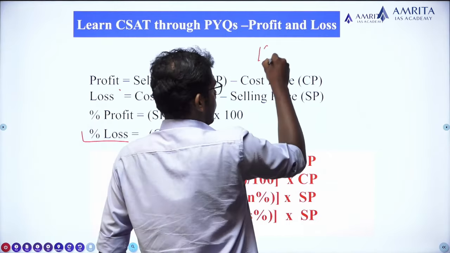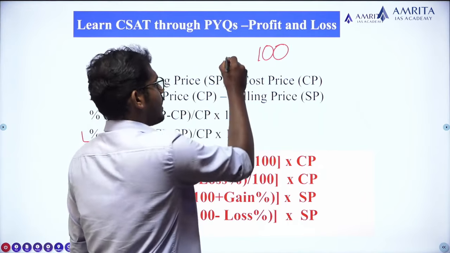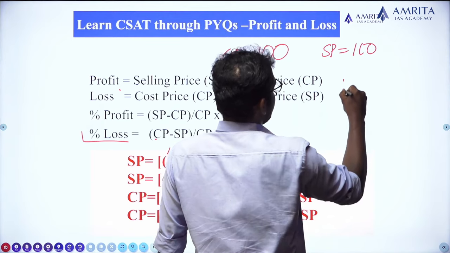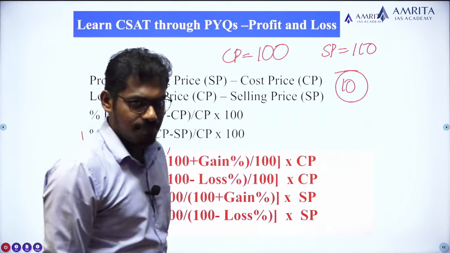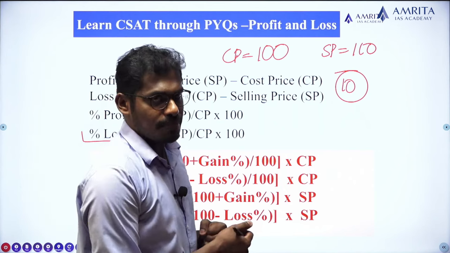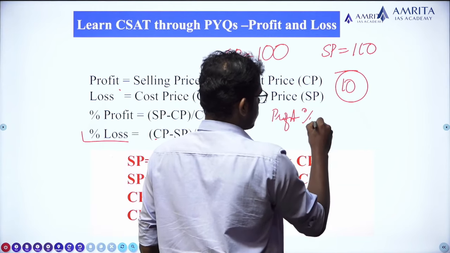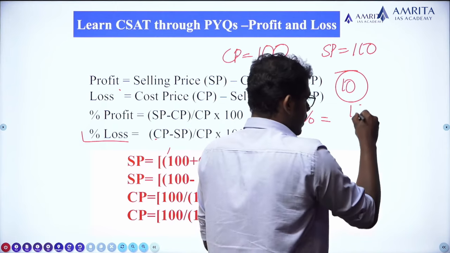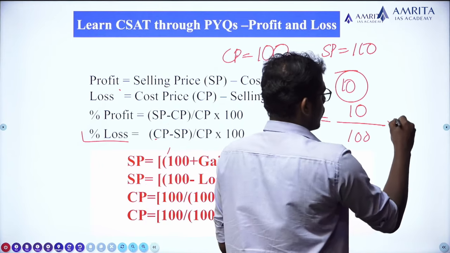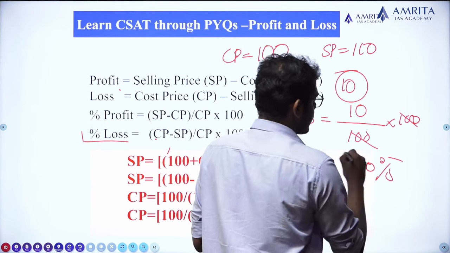Let me see. Moving back to the earlier example, the cost price of a particular good is 100 and the selling price of that good is 110. So he or she earns a profit of 10 rupees. Clear? Okay, fine. So this 10 rupees is a profit for the person, which means that we have to find the profit percentage. The profit percentage is the amount of profit earned, 10, divided by the cost price, which is 100, into 100. So 100 will cancel each other. So the profit percentage is 10%.